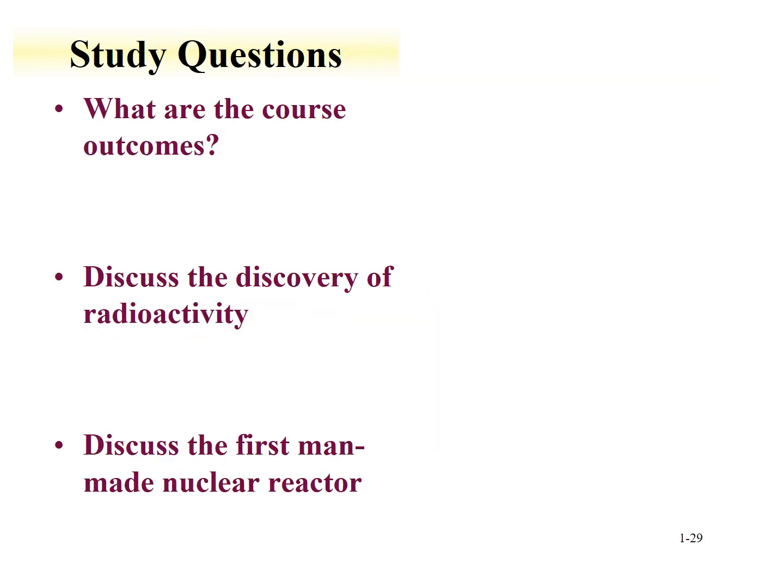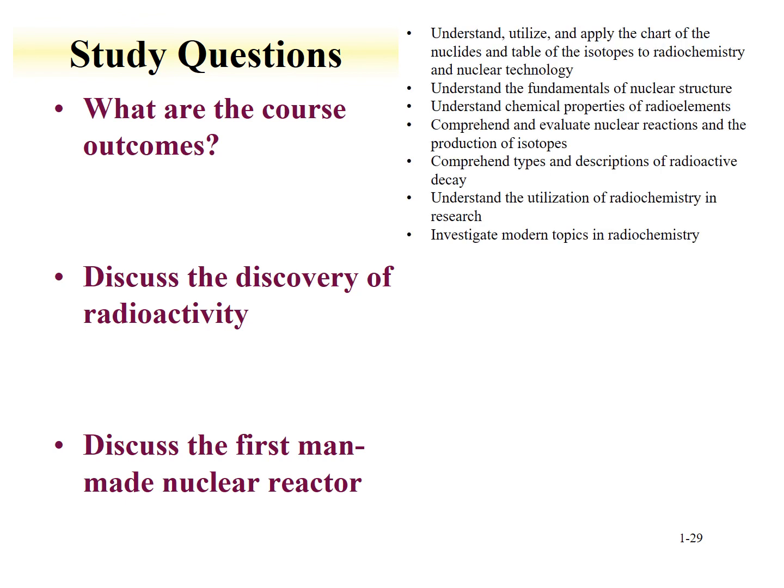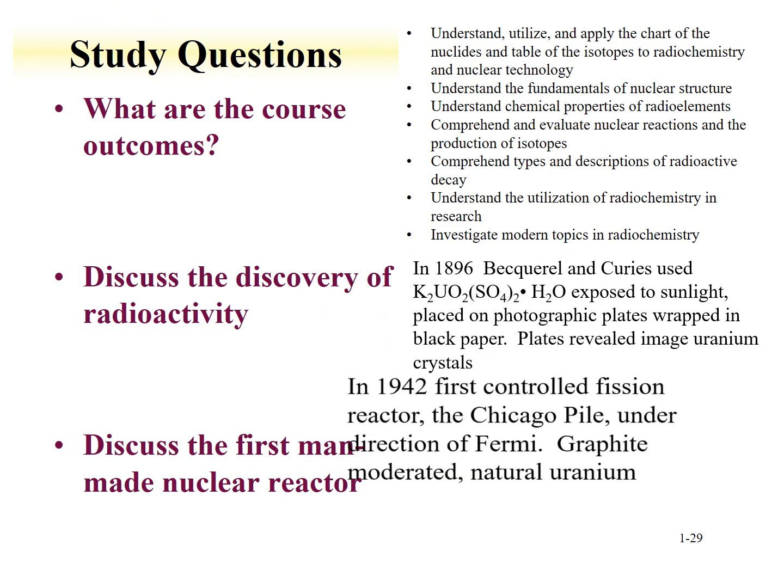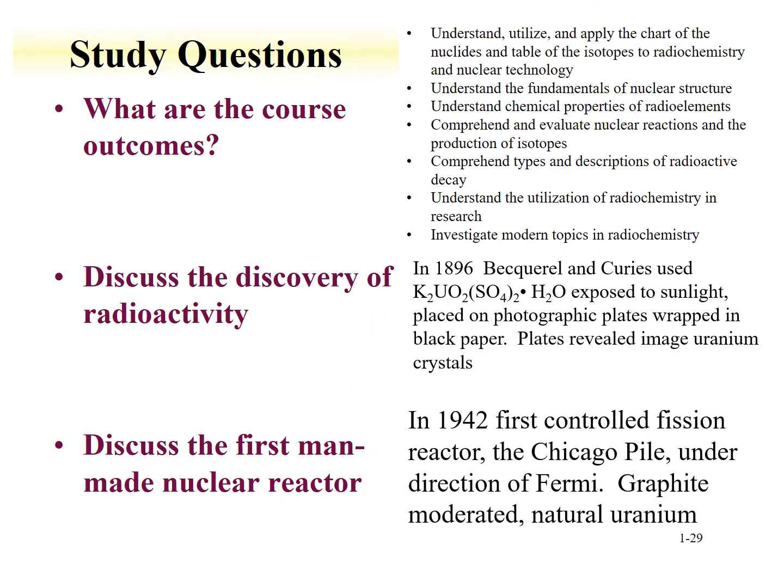Okay, some examples of questions that you should be able to answer include what's the outcomes of the course, and the course outcomes are listed here. Include fundamentals of nuclear structure, chemistry of the radioelements, modern topics in radiochemistry. Discuss the discovery of radioactivity. Becquerel and the Curies used this uranium salt, exposed it to sunlight. And how about the first man-made reactor in 1942, the Chicago pile.